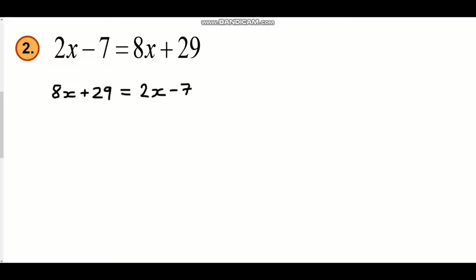Okay, and then I can start that same method. I'm going to take away 2x from both sides. That'll group my x's together. I get 6x plus 29 is equal to no x's. 2x take away 2x is 0 x's, but I'm taking away 7 from no x's, and that gives me negative 7.